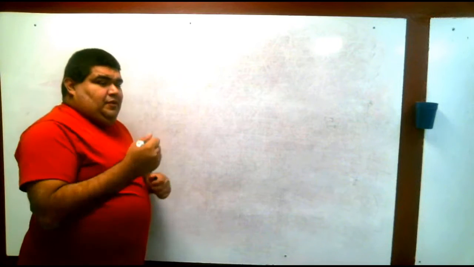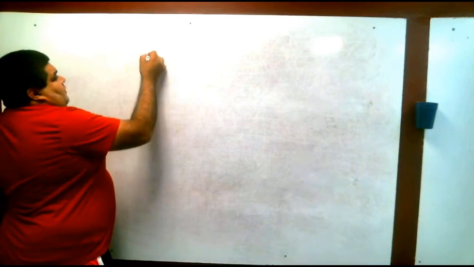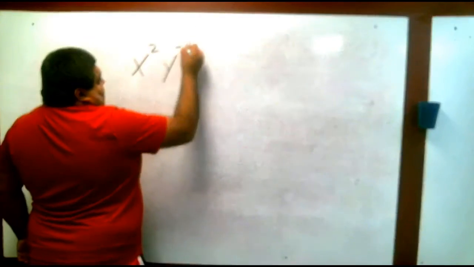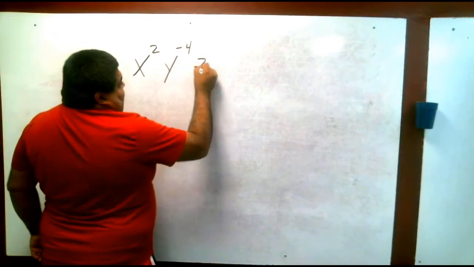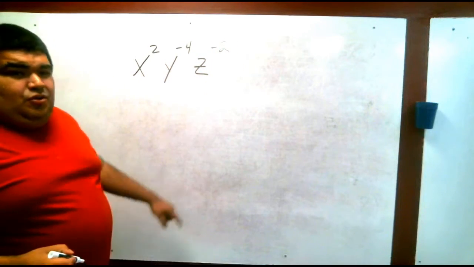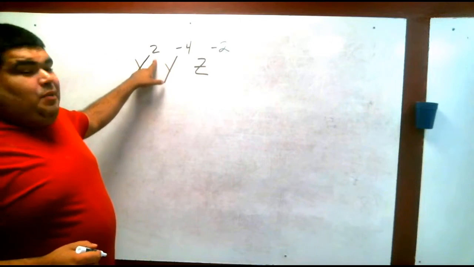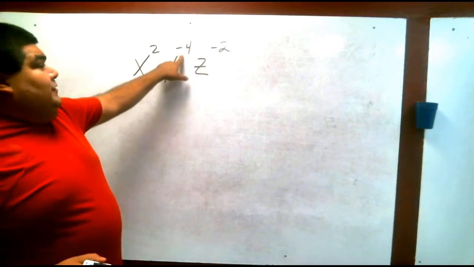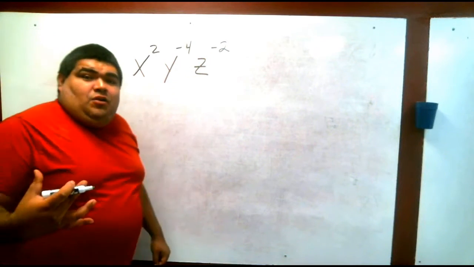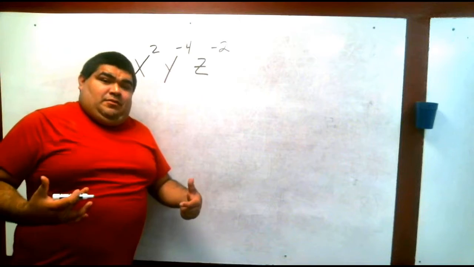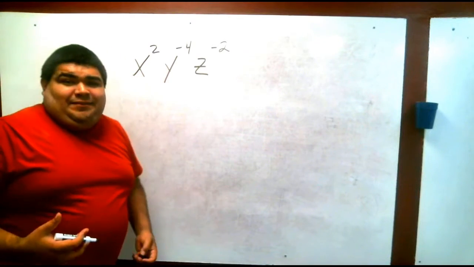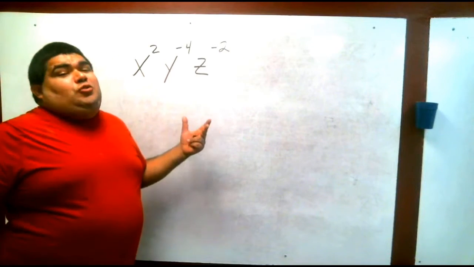What if I have something like this? x squared y to the negative 4 z to the negative 2. Notice that the x is positive, the y is negative 4, and z is negative 2. Okay? Here, you're only going to flip the ones that are negative. Since x squared is positive, you leave it as it is. There's nothing to do to it.